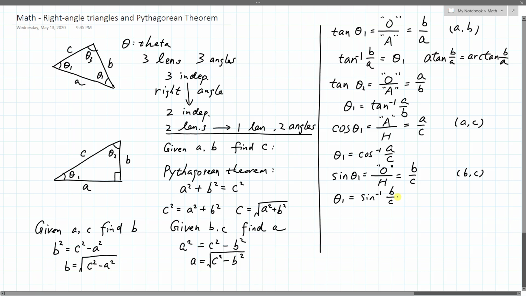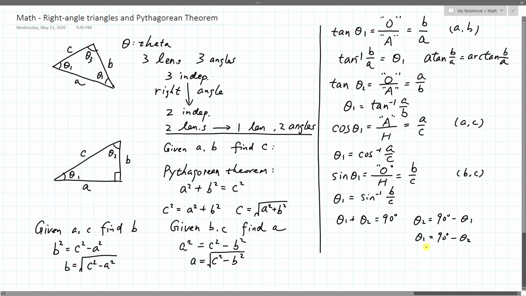Alright, so you could try to calculate the other angle also using inverse functions, but you probably already know that these angles add to 90 degrees, so you don't really have to. You just calculate one of the two angles and get the other angle with 90 degrees minus the first angle, whichever one you got first.